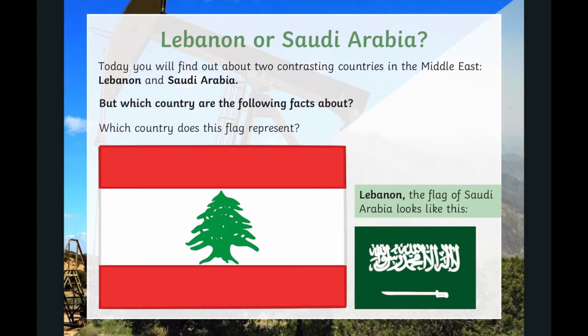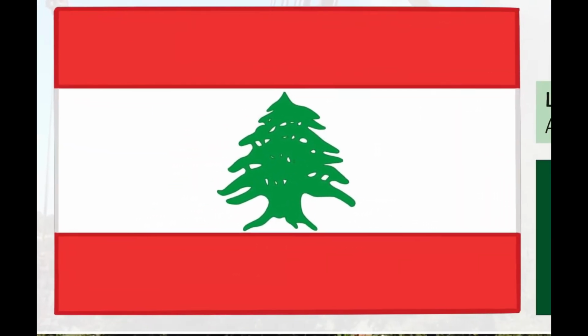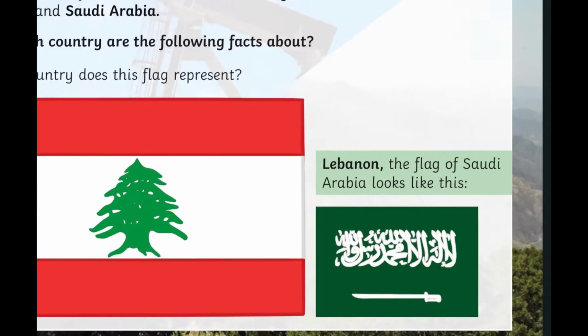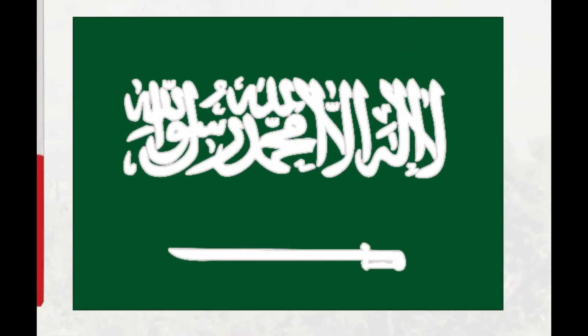But which country are the following facts about? Which country does this flag represent? Well, you will probably know from our book Oranges in No Man's Land that this is the flag of Lebanon. And here next to it, you can see the flag of Saudi Arabia.